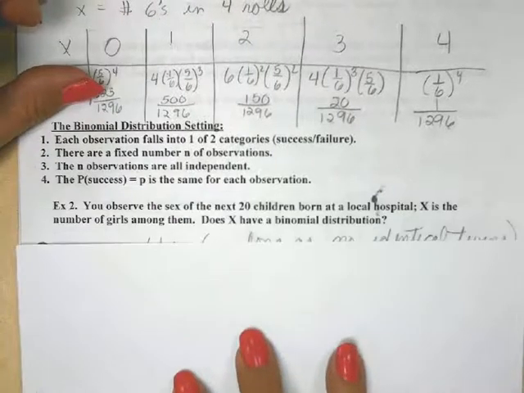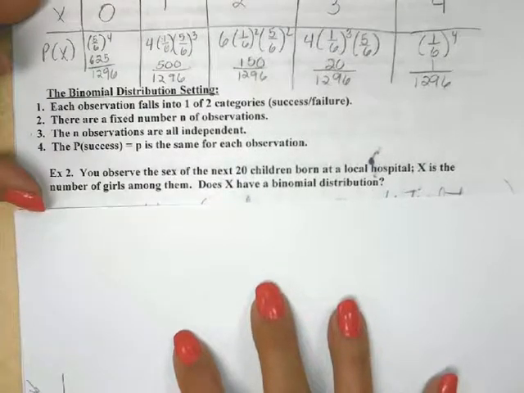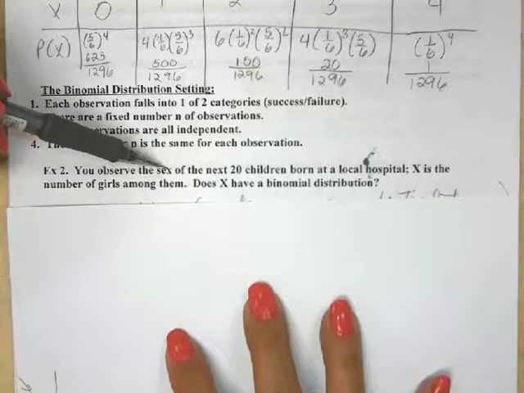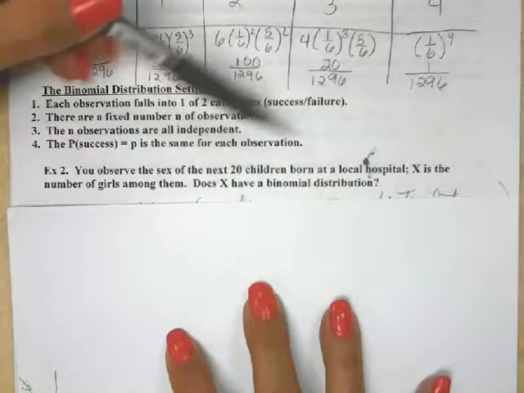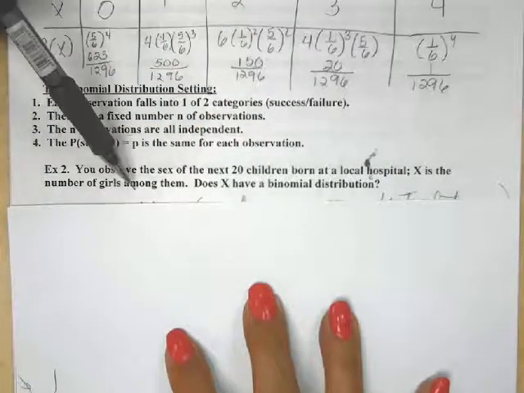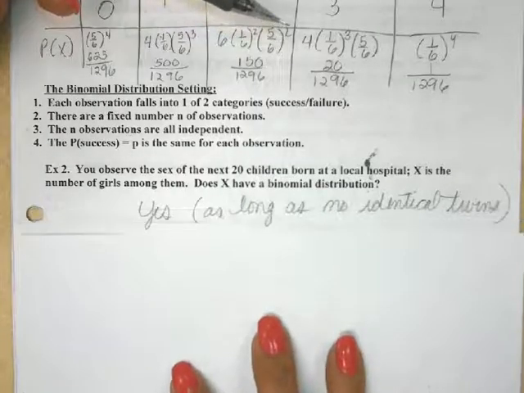Now, here's a second question we're going to look at and see, do we have the binomial setting in this case? You observe the sex or the gender of the next 20 children who are born at a local hospital. So you have a fixed number of children, and now we're going to let X stand for the number of girls that you find. So the question is, do we have the setting?